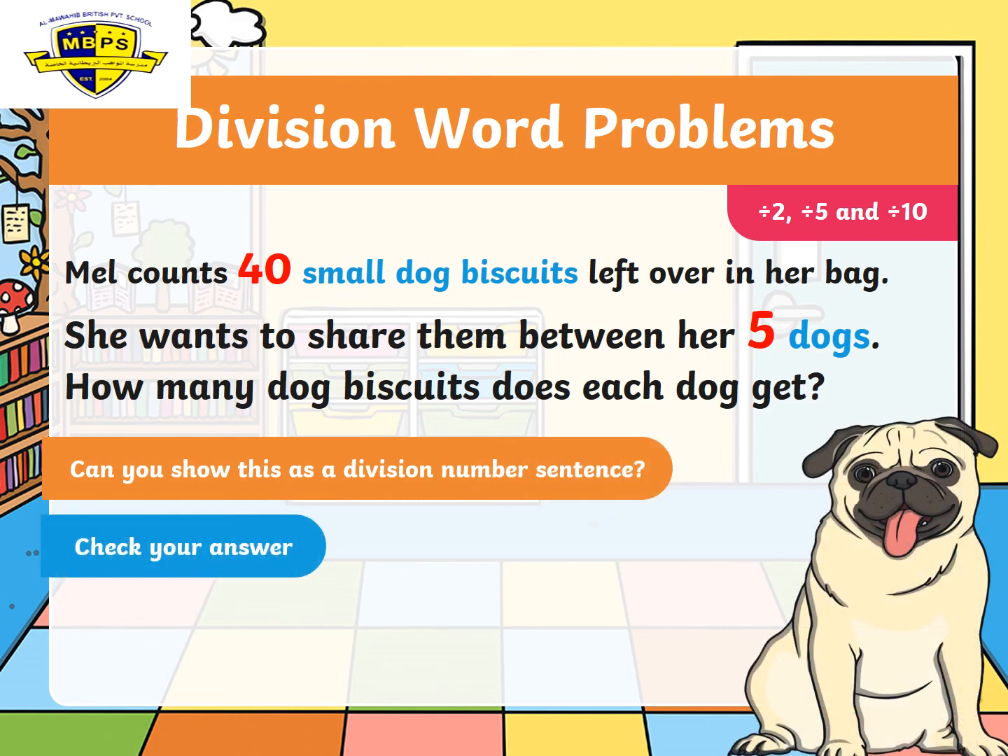Now how can I share 40 between 5? You can do this in 2 ways. Either you draw 5 circles and you start to share equally the 40 biscuits, or you skip by 5 until you find number 40, then you count how many fingers you are going to open. Close your fingers, start to skip. 5, 10, 15, 20, 25, 30, 35, 40. Now check on your hand how many fingers you open to reach 40. 8. So 40 divided by 5 equal 8.